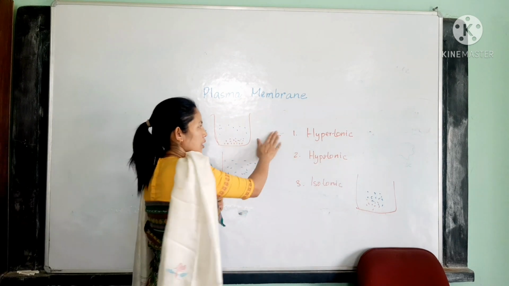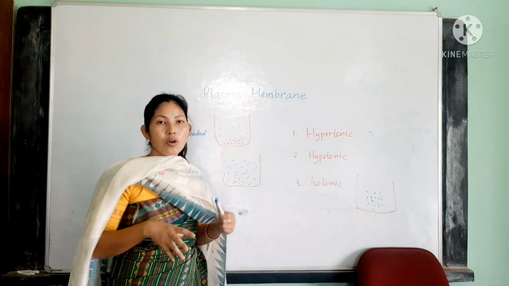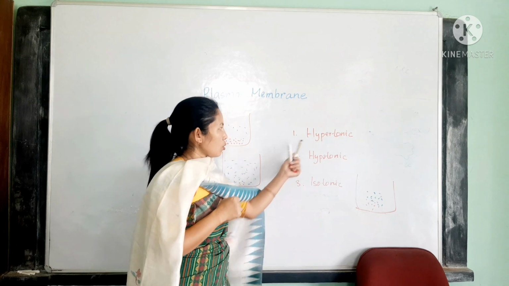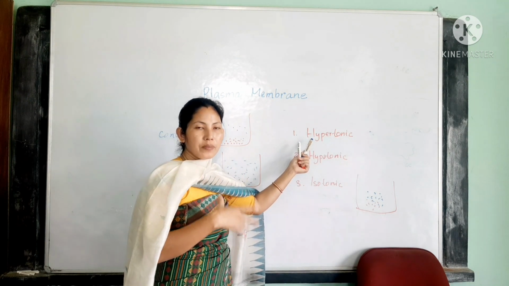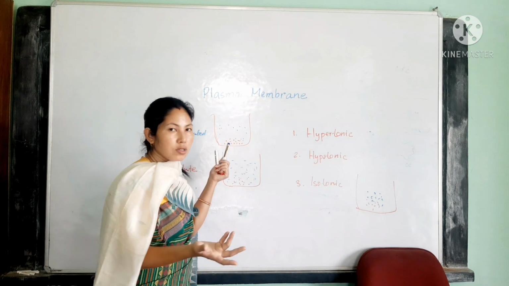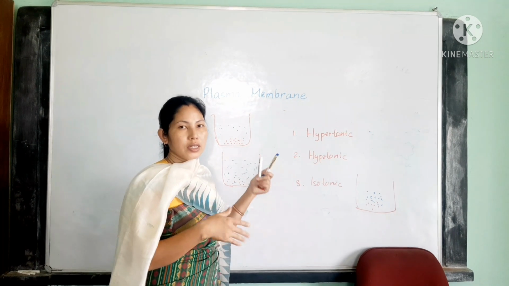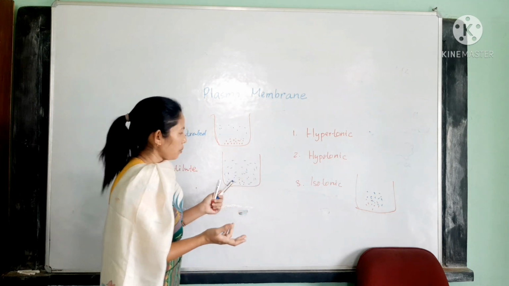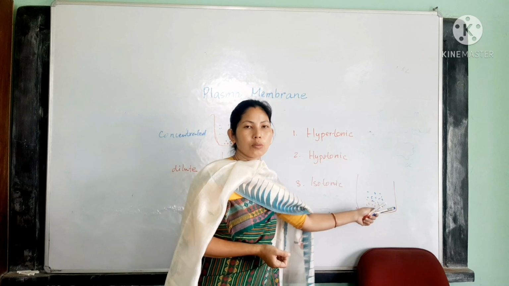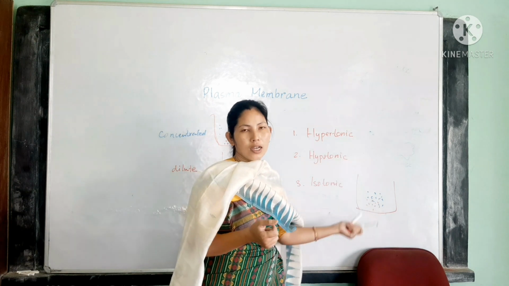So in this way, we can see three different types of solution, hypertonic, hypotonic and isotonic, based on the amount of solvent present in them. In a hypertonic solution, the solvent is less and the solute is high, so it will definitely be very concentrated. Then a hypotonic solution is one where the water or solvent is higher compared to the solute, so it will be a dilute solution because there is more water. But in an isotonic solution, both the solvent and the solute are in equal proportion.